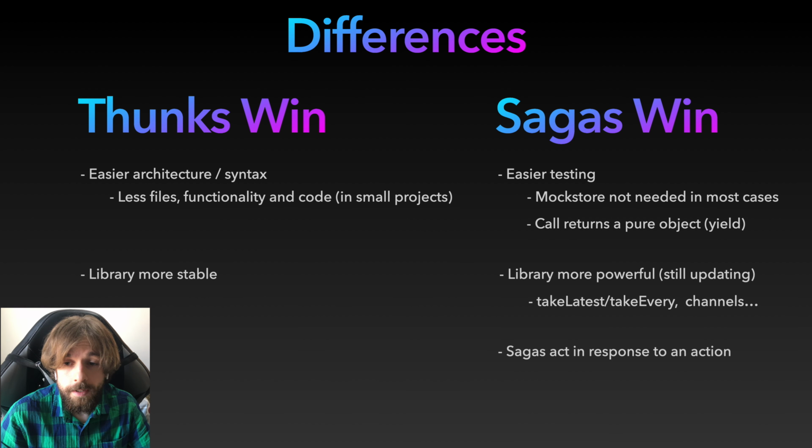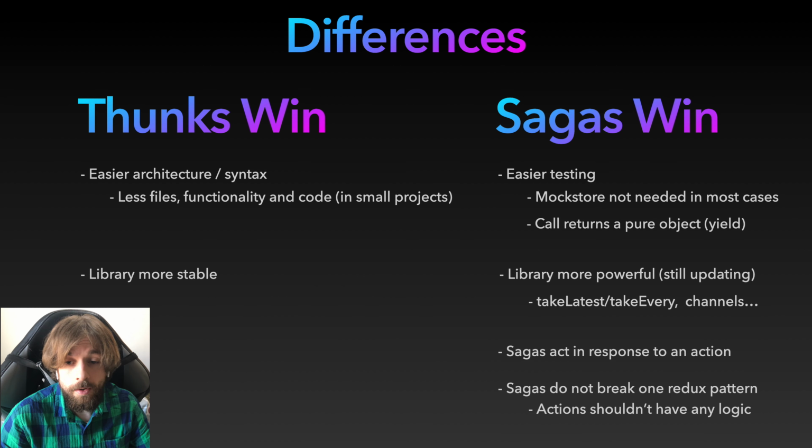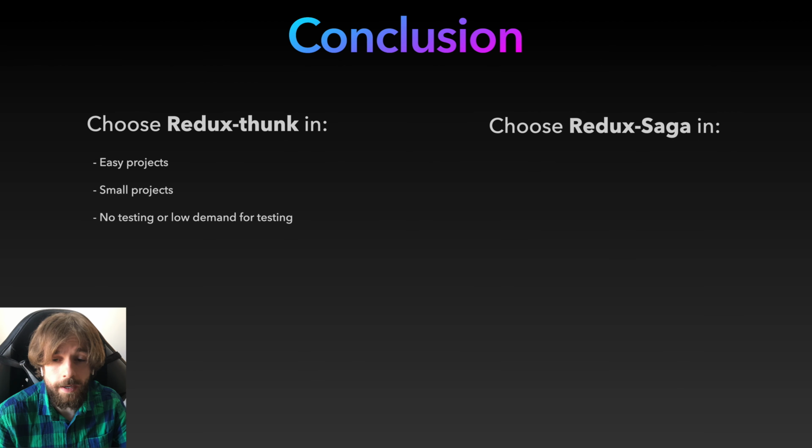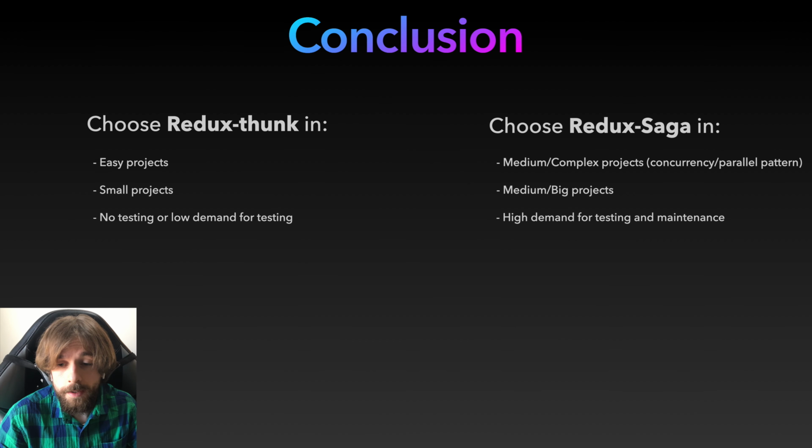Like we said previously, Sagas act in response to an action, which allows you to reuse the Sagas on the actions because the logic is separate from one another. Sagas also don't break any Redux pattern because they don't have any logic in the actions. Thunk does. In conclusion, choose redux-thunk if you are going to work on easy or small projects and there isn't a high demand for testing, because it can be a bit hard to make good tests with the mock store and mixing the logic with the actions. For medium-large projects or projects with a demand for testing, choose Sagas.